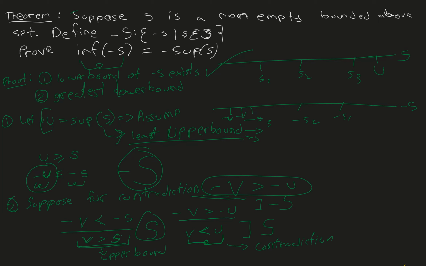Therefore if there's any other lower bound, it'll always be less than or equal to negative u. So we just proved negative u is the greatest lower bound, and we're done with the proof. If you guys don't get this proof, please go over it again and see the contradiction. It is a bit tricky to work between two different sets and transporting from one set to the other.